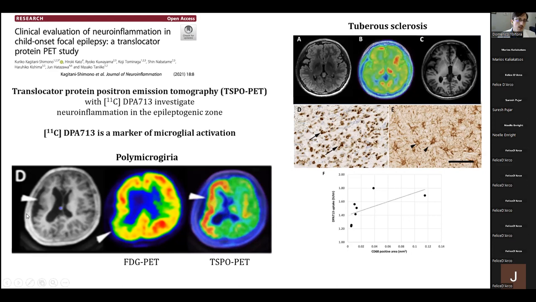And you can see the PET acquired using the tracer for microglial activation, indicating the presence of inflammation in the whole portion of the malformation, the polymicrogyria area. Similar findings were also observed in this case of tuberous sclerosis. In the frontal opercular region there was a cortical tuber, and in the same region you can see a focal activation of microglial cells represented by the PET image.